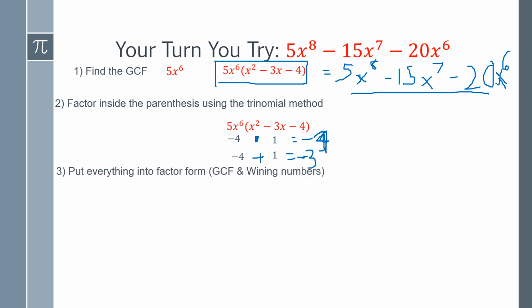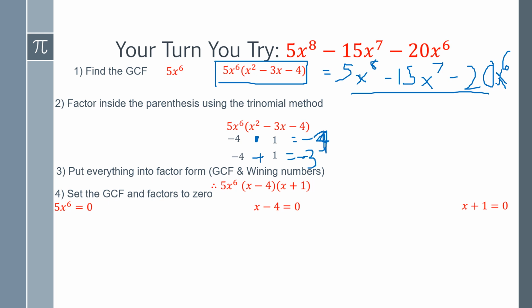Alright? After you get them in factor form, so the 5x to the power of 6 at the 0, you're going to set each factor to 0, because that's what the zero product property tells us to do. The zero product property tells us to set each factor to 0 and solve for x. And so when we solve for x for all three, we get -1, 0, and 4.